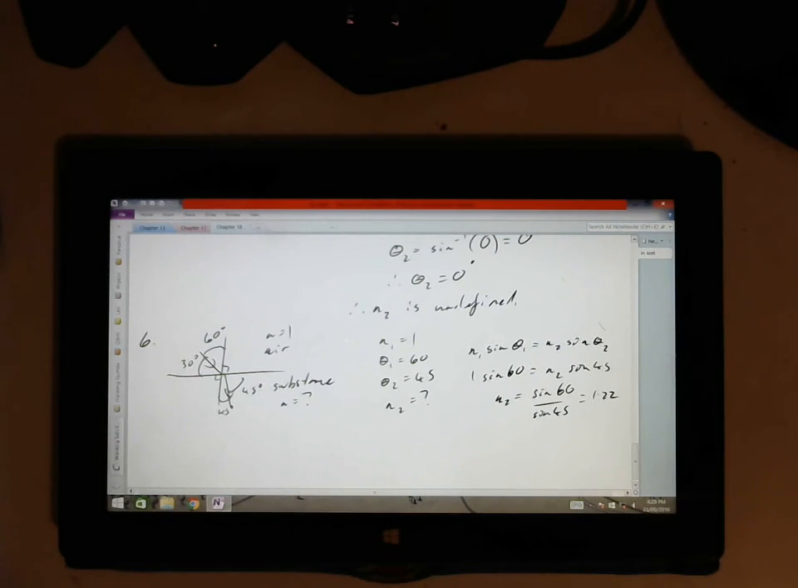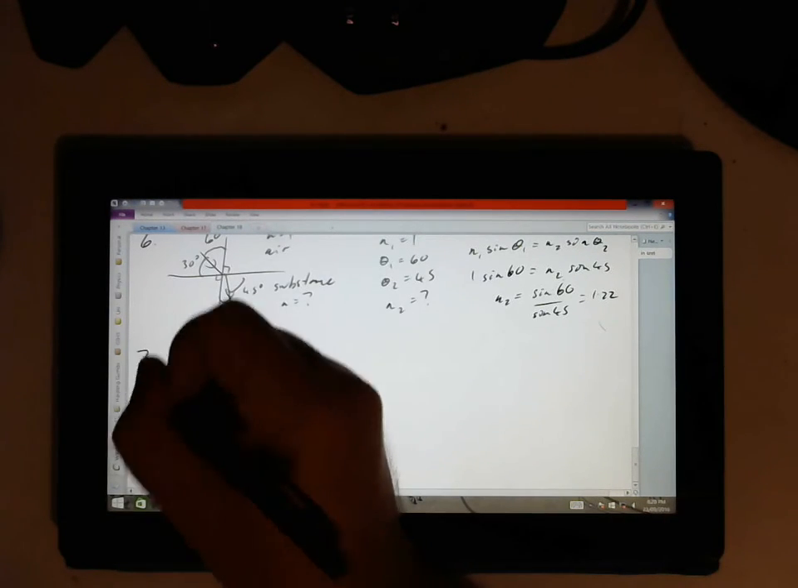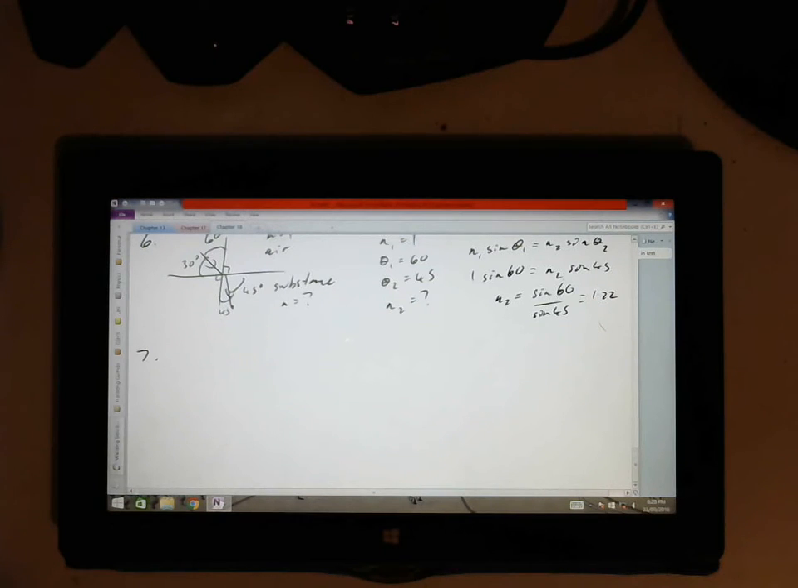Alright, question 7. Students conducting experiments to find the absolute refractive index of a piece of perspex obtain the results shown in the table below for the angles of incidence and refraction. Firstly, plot a graph of sine I against sine R. So a couple of things we're curious about there. Which comes first is what's going to be the y-axis, what's going to be the x-axis.